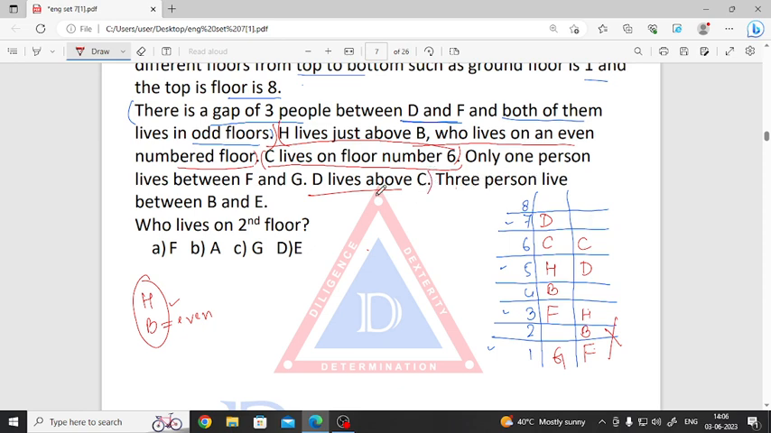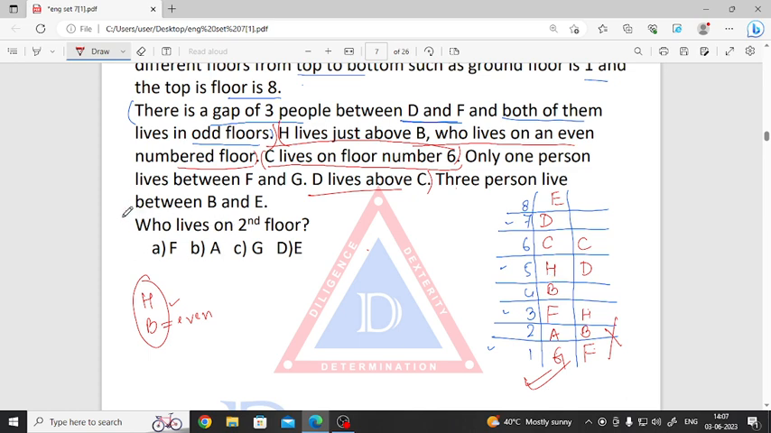Then 3 persons live between B and E. 1, 2, 3. E cannot be down. 1, 2, 3. E is here. So what is the left person? A. So this is our complete diagram.